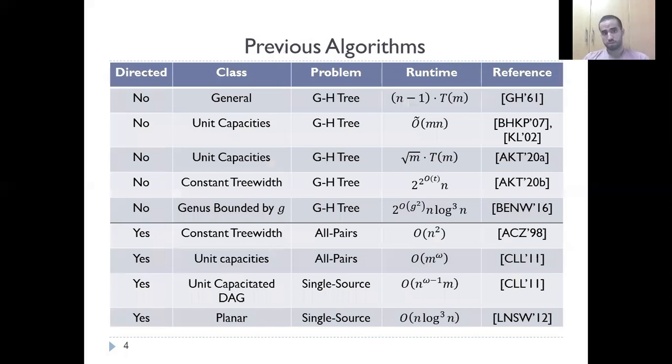Many previous algorithms were designed for this problem, notably for general graphs. The Gomory-Hu algorithm I just told you about takes n minus one applications of maximum flow. And for unit capacities, few algorithms exist. There is an algorithm with running time mn, where m is the number of edges, n is the number of nodes, and also square root term applications for maximum flow.